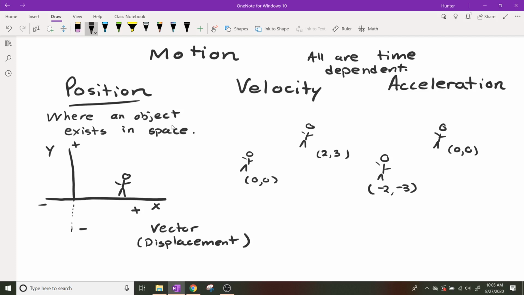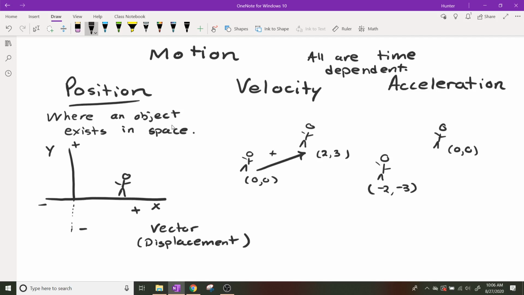Okay, and here's what I mean. A displacement is a change in position. So if you walk over to that person, you're going from 0, 0 to 2, 3, and the distance that you cover between it is the displacement between those two people. And in this case, since it's moving up, +2 and +3, this would be a positive vector, okay?